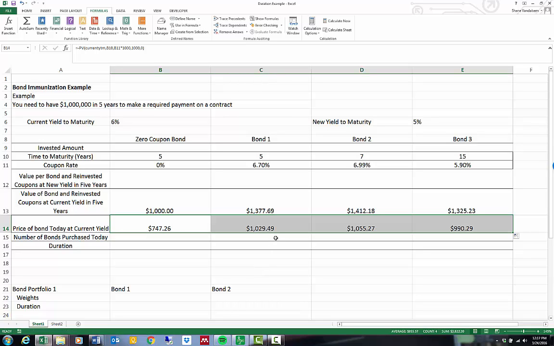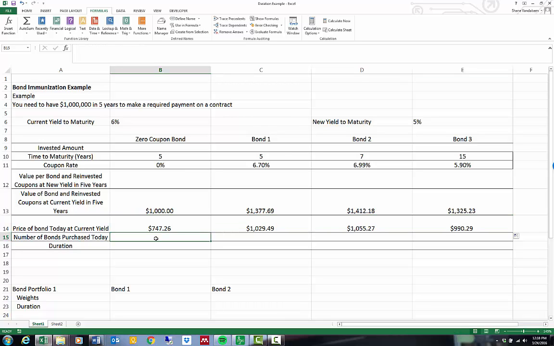Again, I can pull this across. It's going to give me the price for each of my bonds today based on the current yield to maturity, the number of payments, the coupon payment, and $1,000 for the face value. The number of bonds I would need to purchase today, like I showed you on the paper, I would take $1 million, because that's what I need, divided by the value of the bonds, if the yield to maturity remains at 6%.